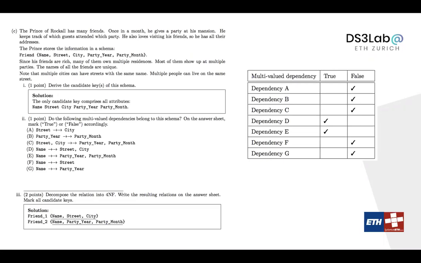So for multi-value dependency, it's very similar, right? We give you one application, and we say, this is the description of the application. What are the candidate keys? And what are the multi-value dependencies that hold in this application? And also how to decompose this schema into first normal form, for example? So once you understand the property and the definition of each normal form, all this should be pretty easy.